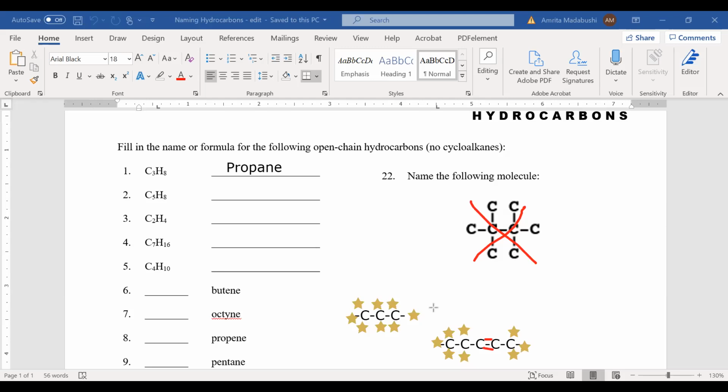Also, you can do these at home. I'll share this with you and you can take a picture and send it to me and I can check it for you and see how everything is going for you. So you don't have to do all of it right now. You can just try some. Also, if I tell you to draw the structure of propene or pentane or octane, can you do it?